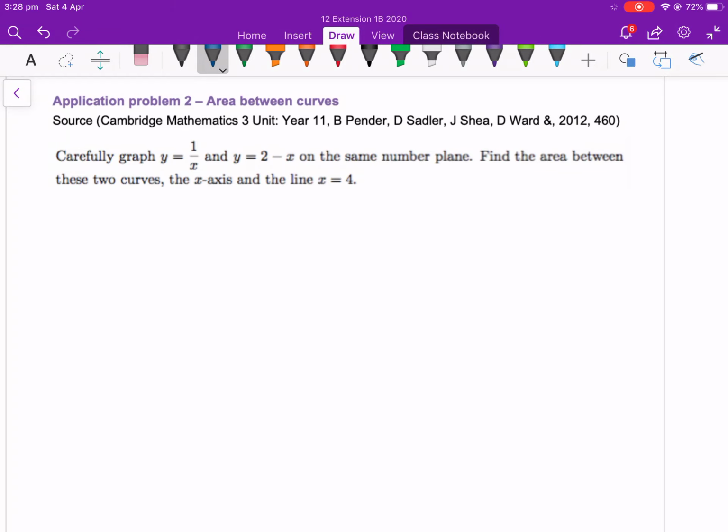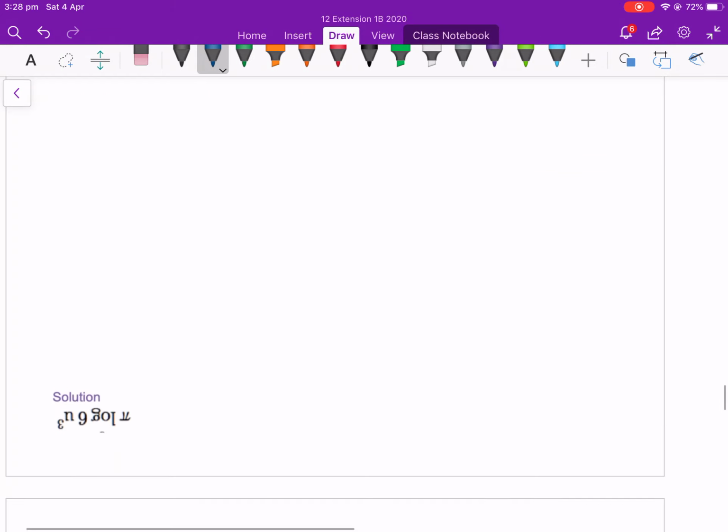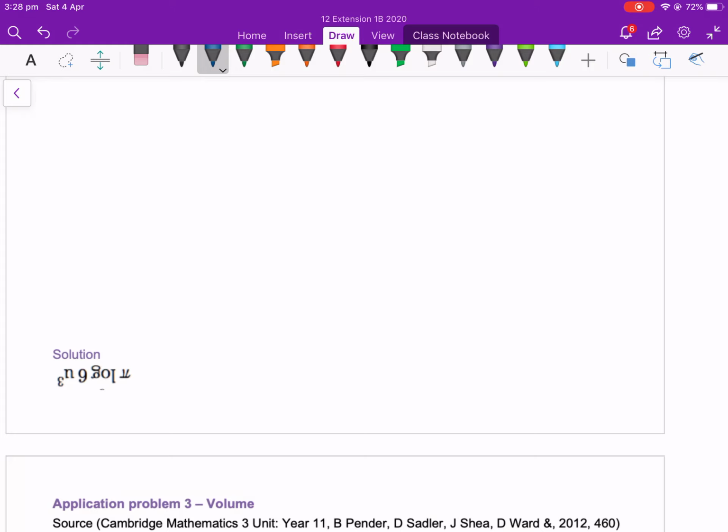So for those of you who have already attempted this question, you might scroll down to the solution at the bottom and realise that this is actually the incorrect solution I've included in your booklet. Unfortunately, I must have got that from the wrong question when I pasted it in. So the answer for this should actually be 2 ln 2 minus a half units squared.